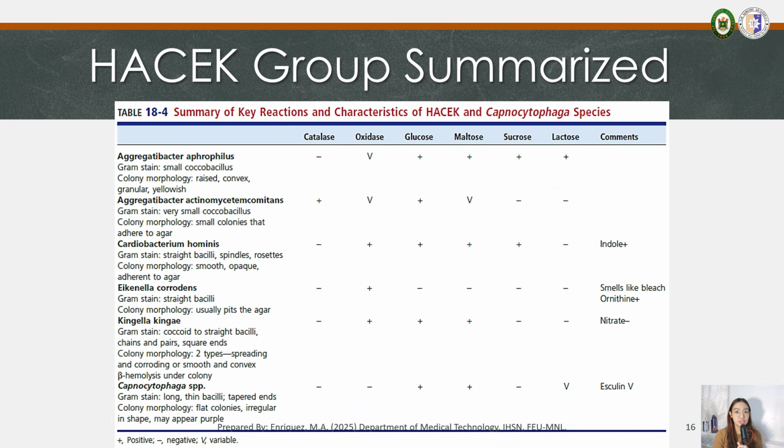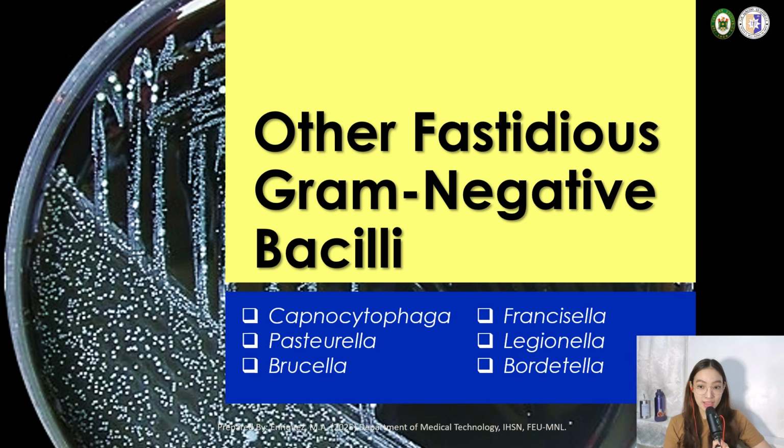This slide shows us a summary of all the important reactions and characteristics of the HACEK group, which could be found on table 18-4 of Mahon 7th edition. And that was for the HACEK group. Let's now proceed with all the other fastidious gram-negative bacilli.